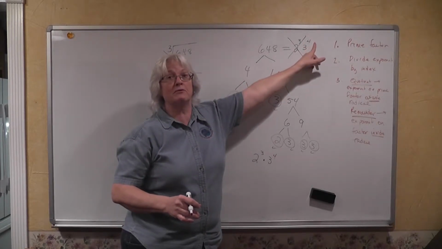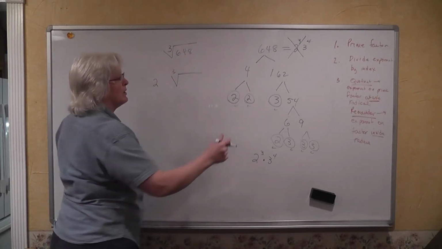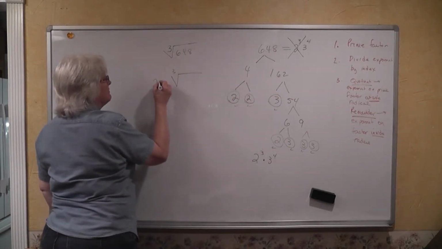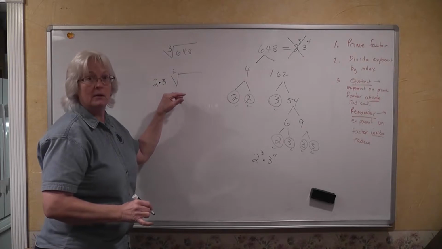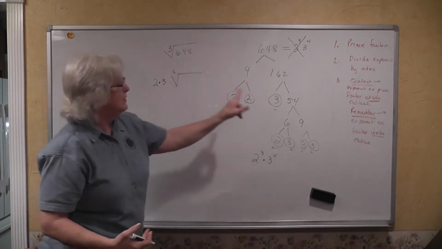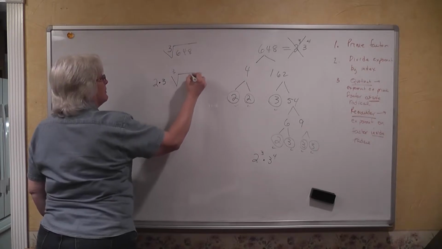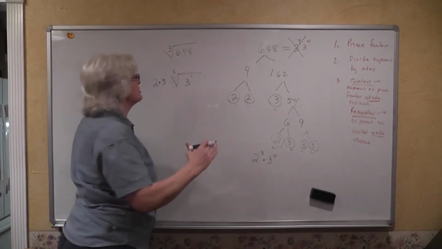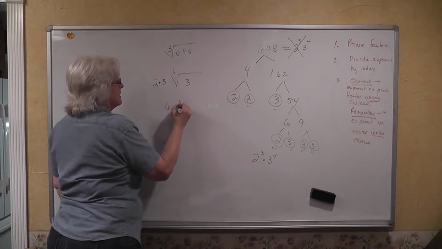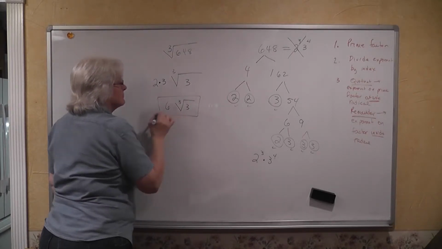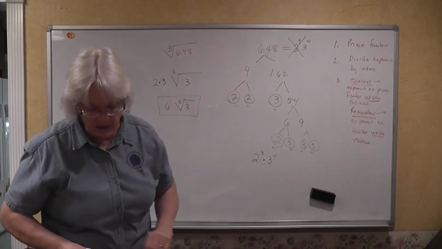We're going to divide this exponent of 4 by the index of 3. 4 divided by 3 is 1, remainder 1. The quotient is the exponent on the prime factor outside. It's a factor 2 times 3. 4 divided by 3 is 1, remainder 1. The remainder is the exponent on the factor inside the radical. Remainder of 1. Again, we do not show the exponent. 2 times 3 is 6 times the cube root of 3 is our simplified form of the cube root of 648.